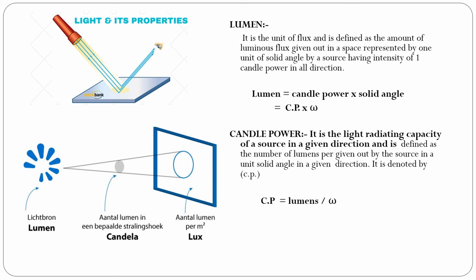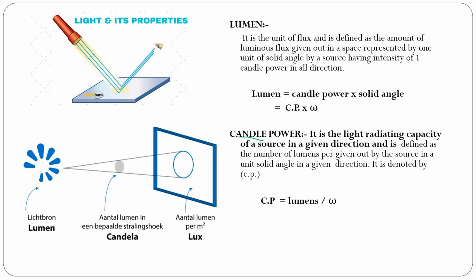Another definition is lumen. It is the unit of flux and it is defined as the amount of luminous flux given out in a space represented by 1 unit of solid angle by a source having an intensity of 1 candle power in all the directions. You can see in all the directions, not a single one, all the directions. So lumen is candle power into the solid angle.